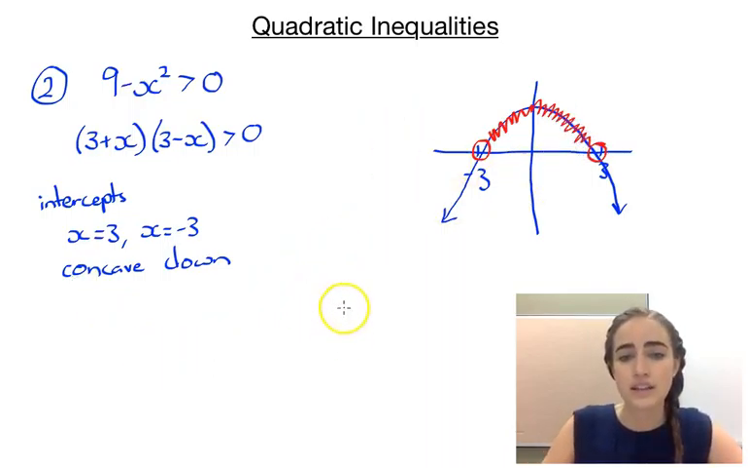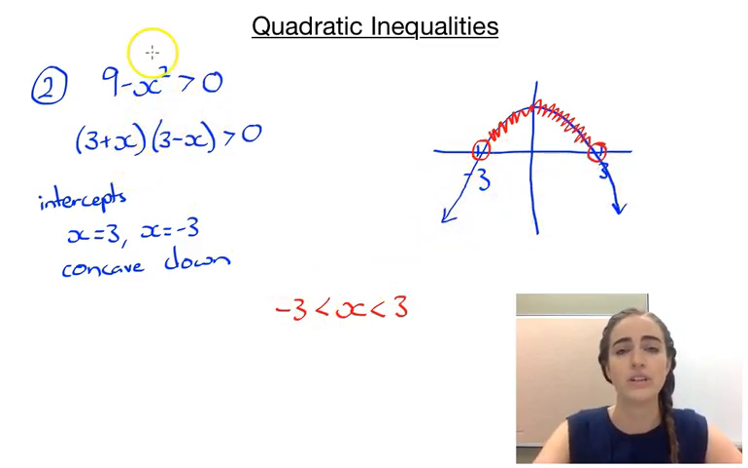So our solution then is going to be that x has to be less than 3 and greater than minus 3. So anything within that region will satisfy that inequality. So those are a few examples of quadratic inequalities.